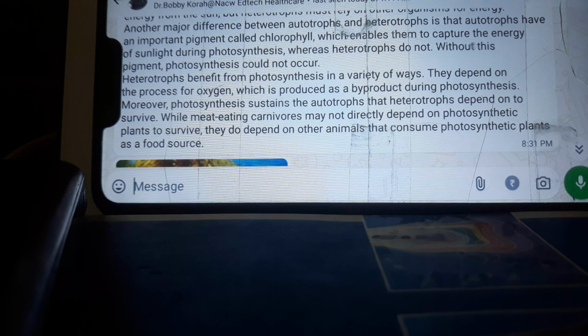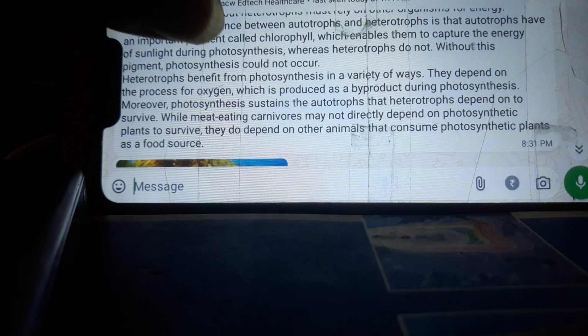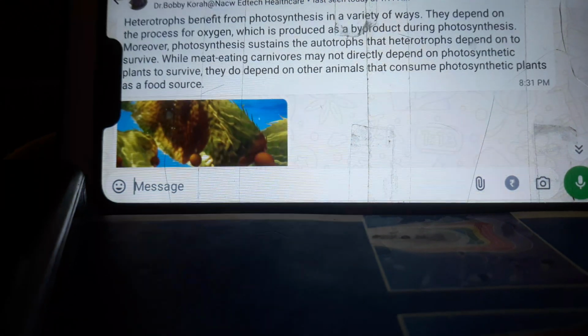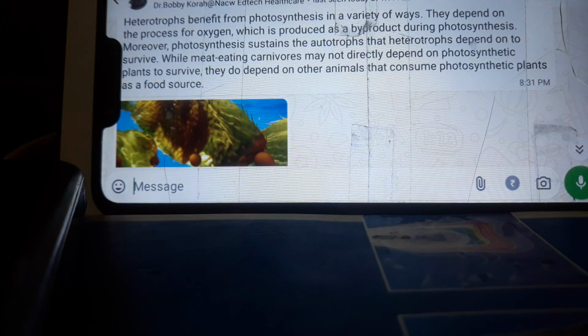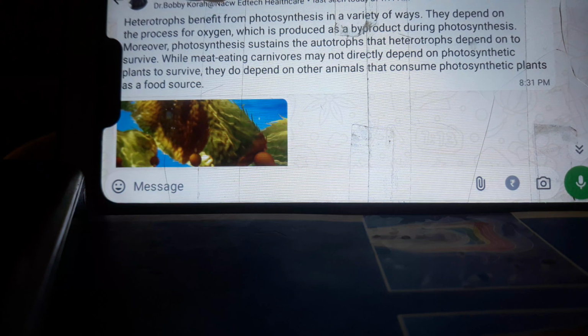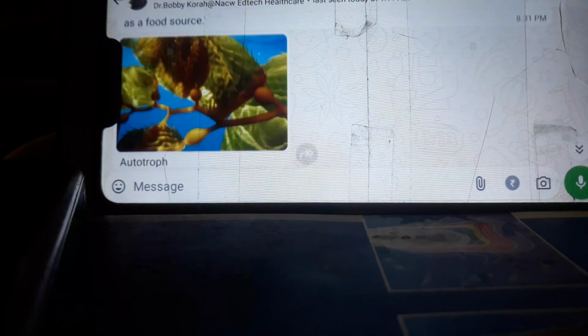Now, if you see, heterotrophs benefit from photosynthesis in a variety of ways. They depend on the process for oxygen, which is produced as a byproduct of photosynthesis. Moreover, photosynthesis sustains the autotrophs that heterotrophs depend on to survive, while meat-eating carnivores may not directly depend on photosynthetic plants to survive. They do depend on other animals that consume photosynthetic plants as a food source.